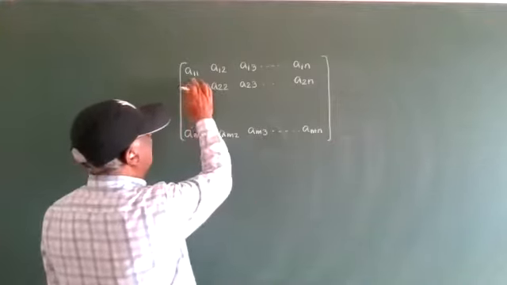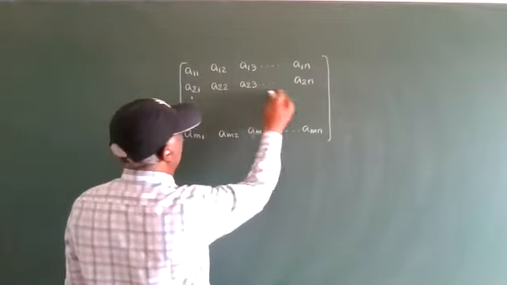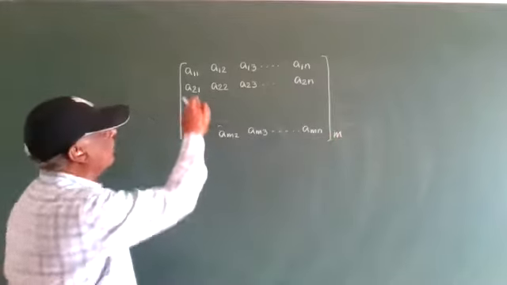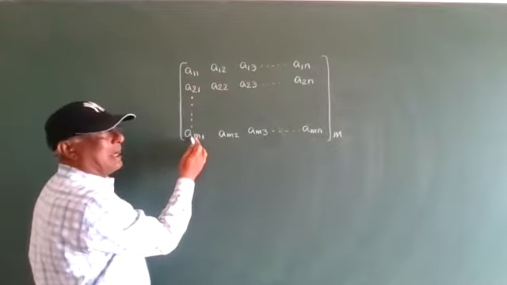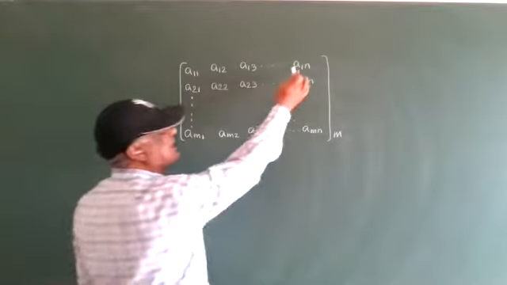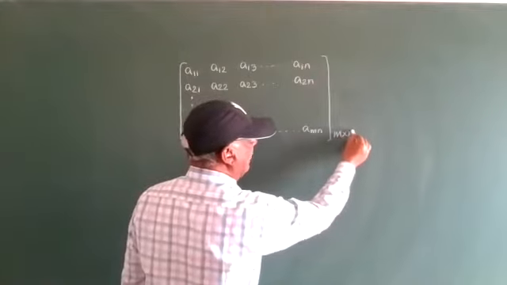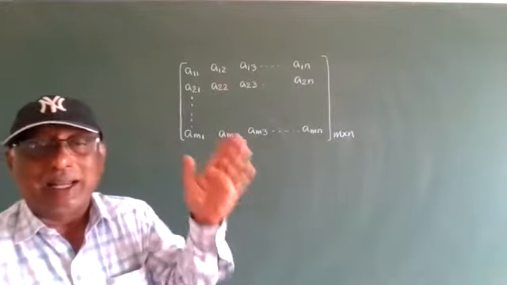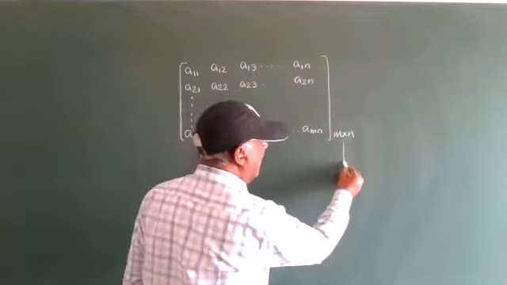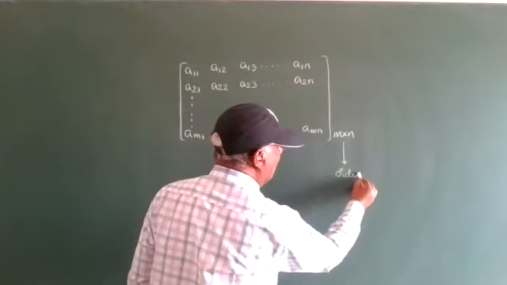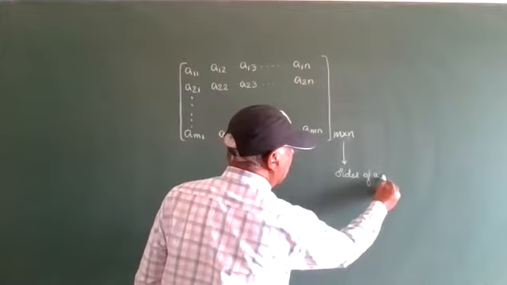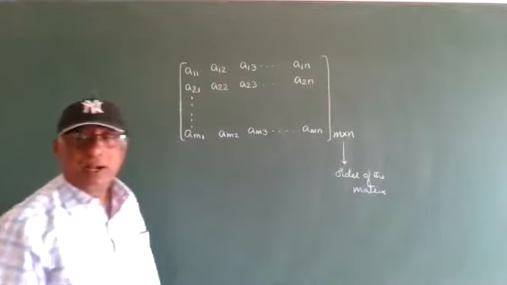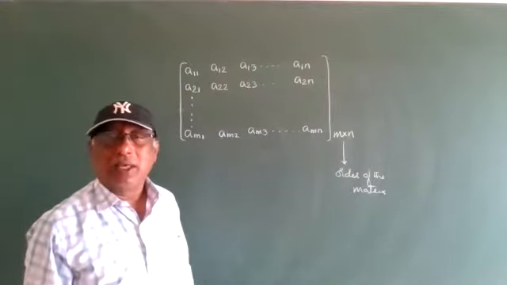How many horizontal lines here? 1, 2, up to M horizontal lines. Vertical lines are N vertical lines. Therefore the order of the matrix is M horizontal lines by N vertical lines. This is called the order of the matrix.